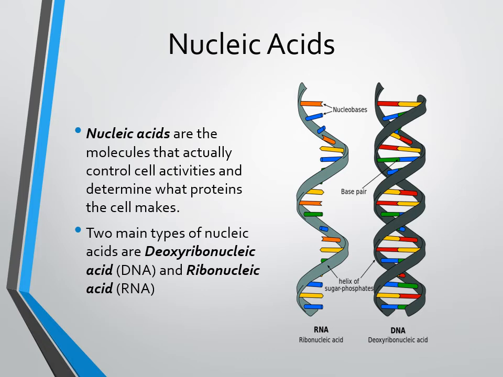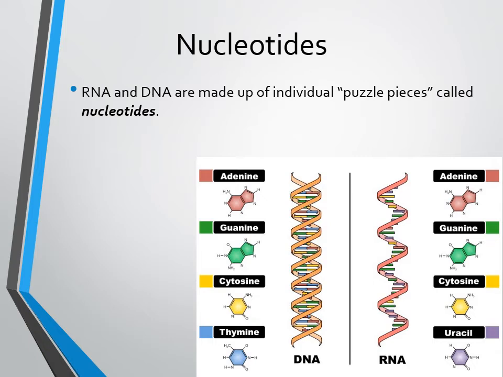There are two main types of nucleic acids. We have deoxyribonucleic acid, which is DNA for short, and your ribonucleic acid, which is RNA for short. So the monomer, or the small puzzle piece of nucleic acids, is called nucleotides. You have adenine, shortened to A, guanine, shortened to G, cytosine, which is shortened to C, thymine, which is shortened to T. Those are all for DNA. The first three are the same for RNA, but instead of thymine, you have uracil in RNA.